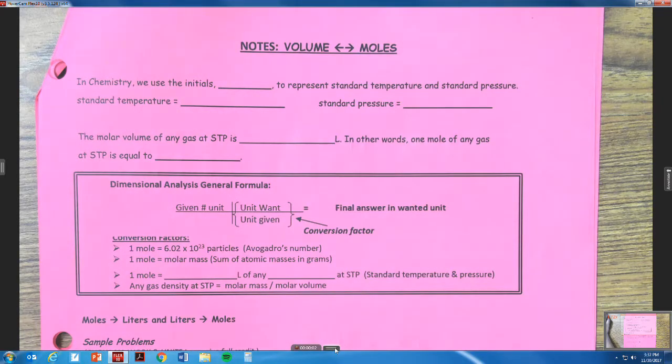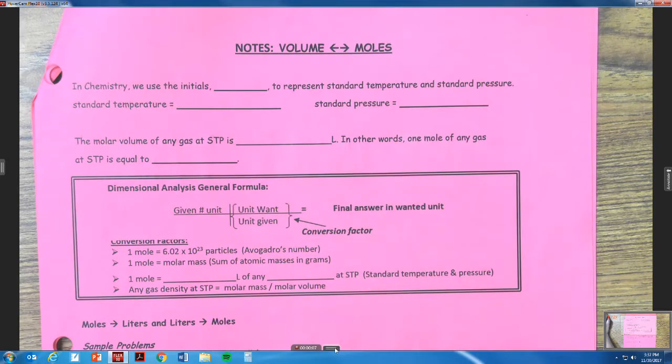Okay, hey guys, so today we're going to go over day 4 notes. That's going to be converting volumes to moles and vice versa, so moles to volume.